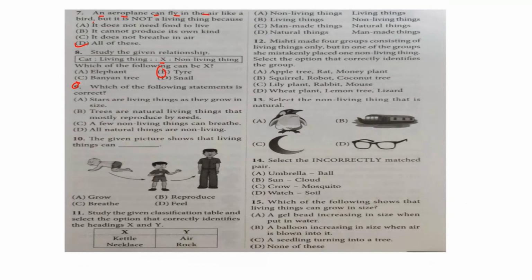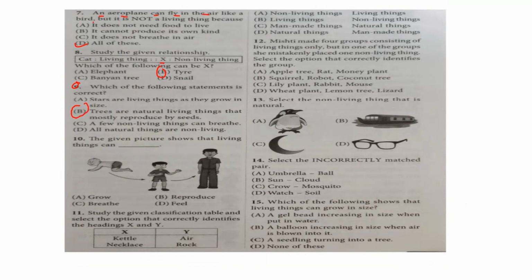Now question number 9, which of the following statements is correct? Stars are living things as they grow in size. Is it? Stars are living things? No, stars are non-living things, but they are natural non-living things. Next, I'm going to find the correct statement. So option A is not correct. Trees are natural living things that mostly reproduce by seeds. So option B is correct for question number 9.